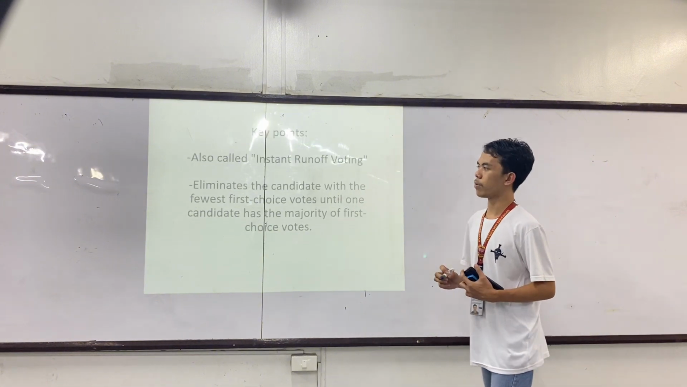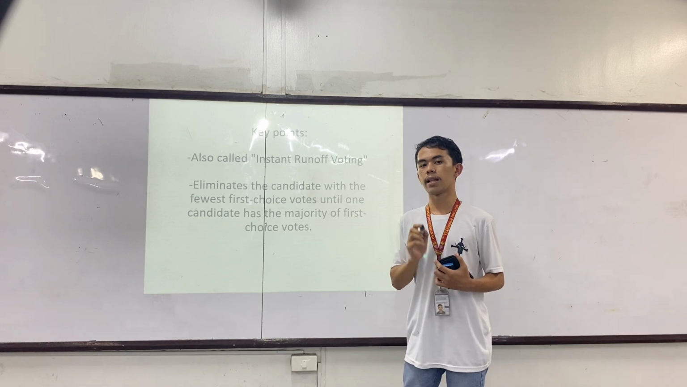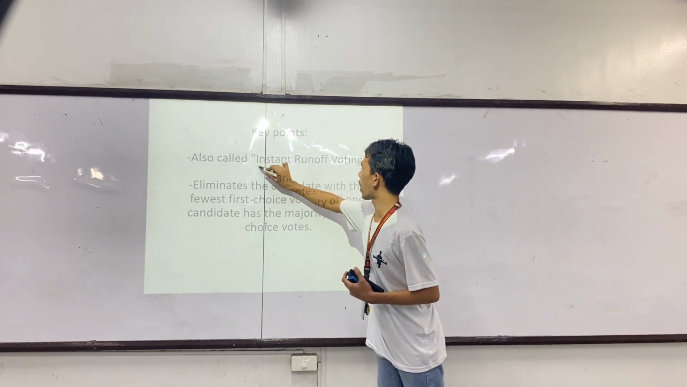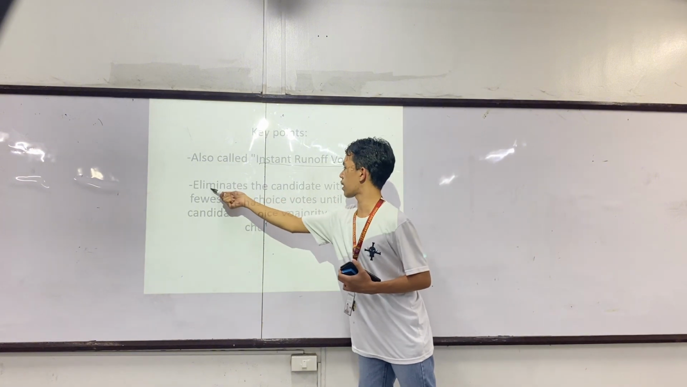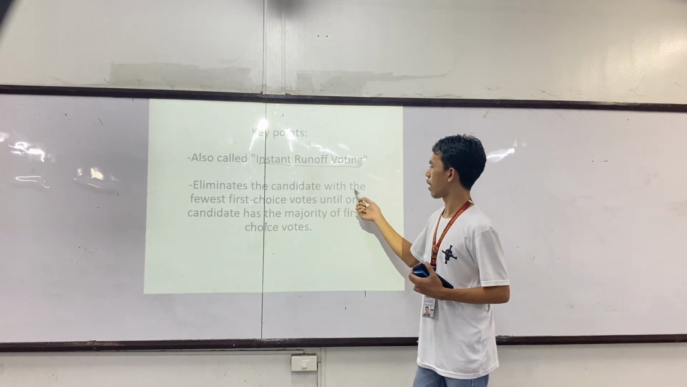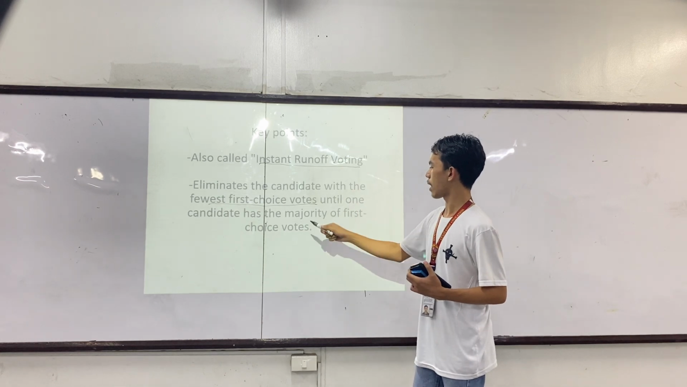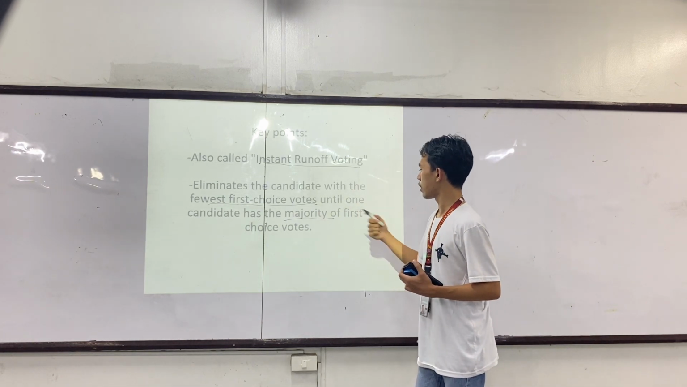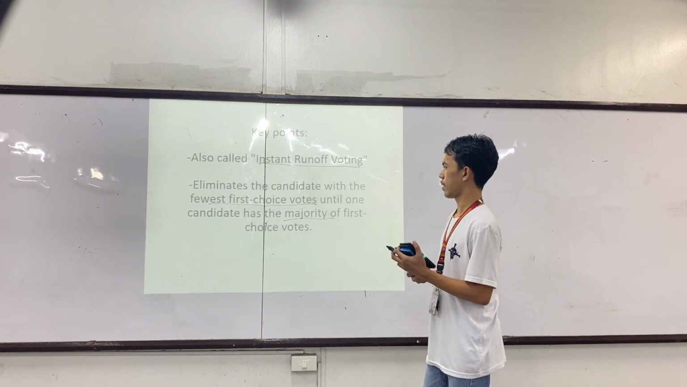So these are the key points. The plurality with elimination method is also called instant runoff voting, and it eliminates the candidates with the fewest first choice votes until a candidate has a majority of first choice votes.